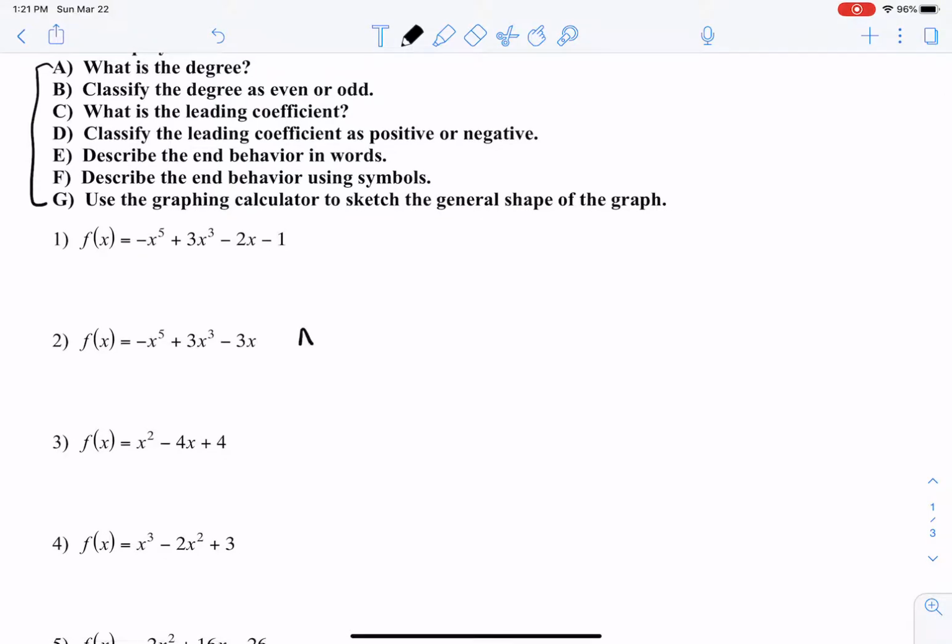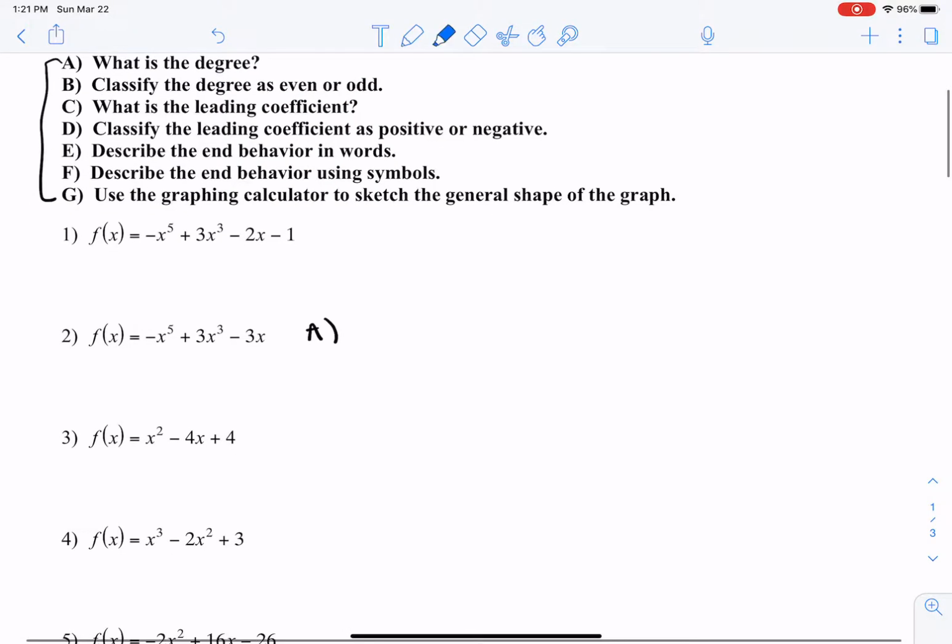Okay, so A asks what the degree is. The degree is going to be the highest exponent value. So in this case, it's already written in descending order, and 5 is my highest exponent value. So my degree in this example is 5. B asks you to classify that as even or odd. 5 is an odd number. So that is an odd degree polynomial.